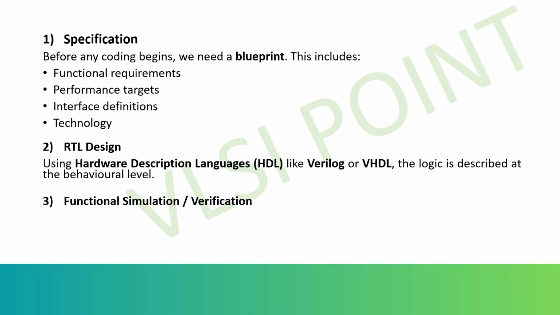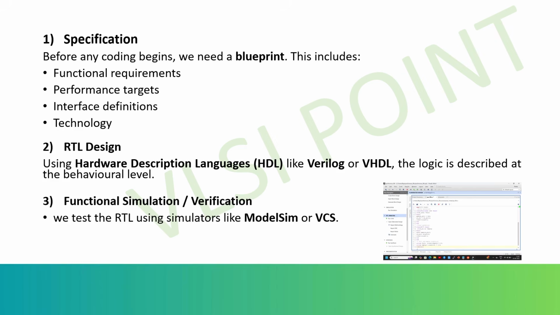The third step is functional simulation or verification. Before fabrication, you must test your RTL design to ensure it behaves correctly under all conditions. So for that, write test benches, that is the separate verification files that apply inputs and check outputs, then perform unit testing of modules and integration testing of the full chip. Then use assertions and coverage metrics to ensure all scenarios are tested.